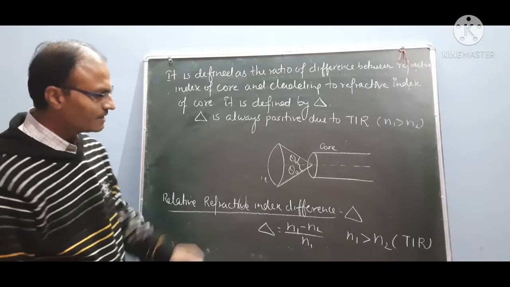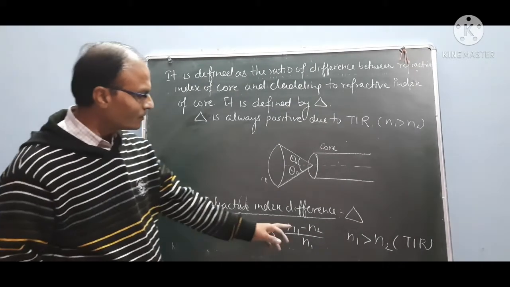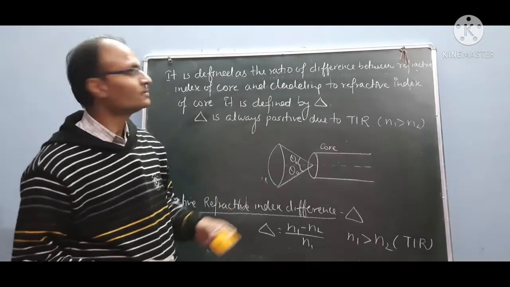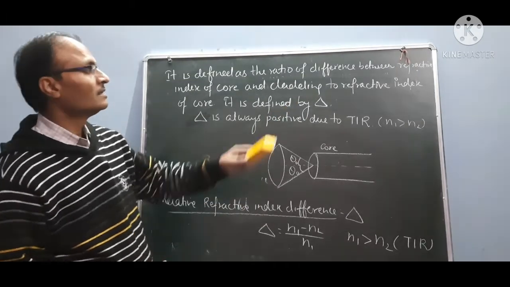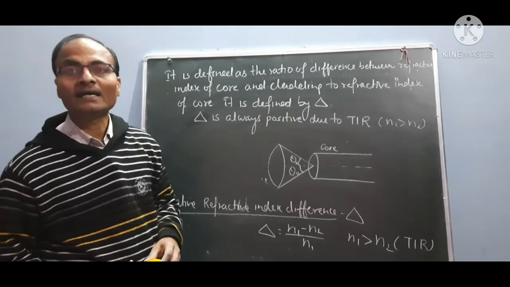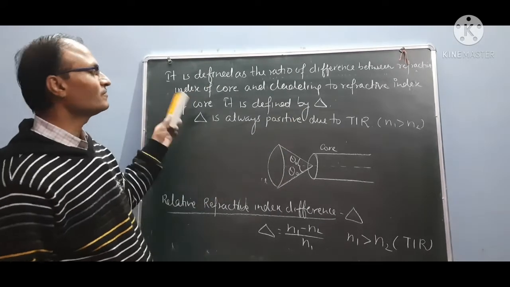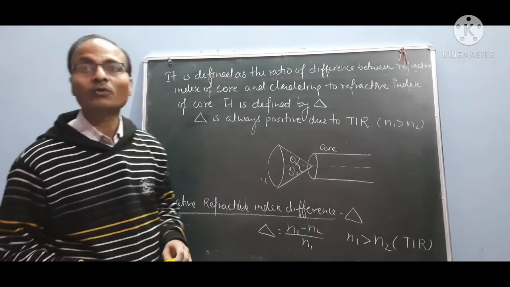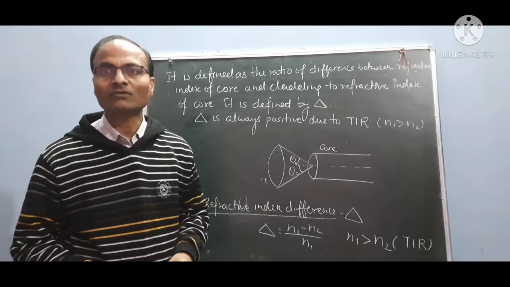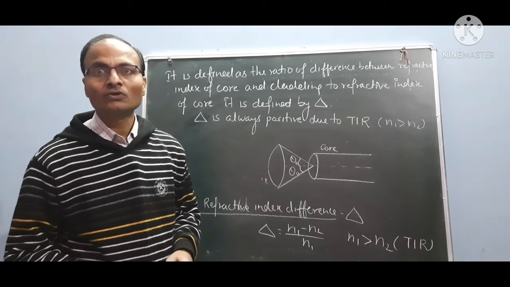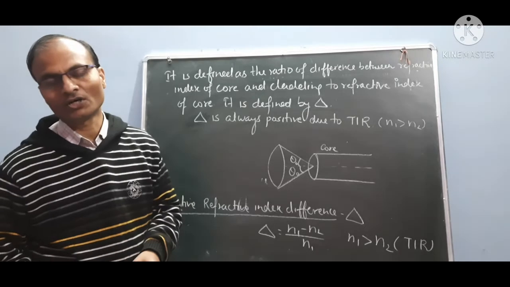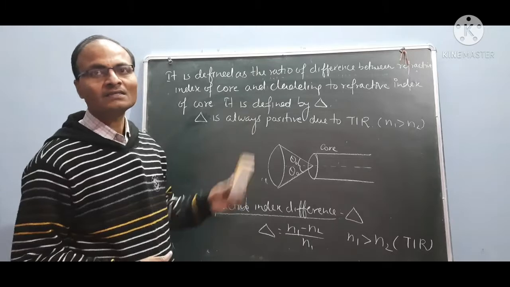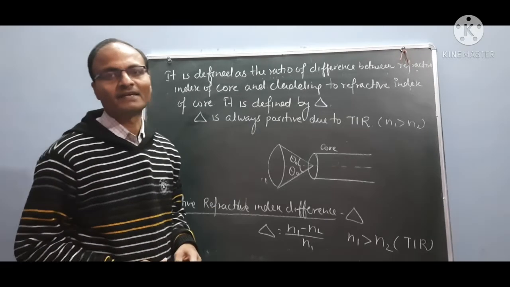So relative refractive index difference, delta equals n1 minus n2 upon n1. It is defined as the ratio of difference between refractive index of core and cladding to refractive index of core, which is represented by delta. So delta is always positive. Remember it, delta is always positive due to total internal reflection because n1 is always greater than n2. So this is relative refractive index difference.